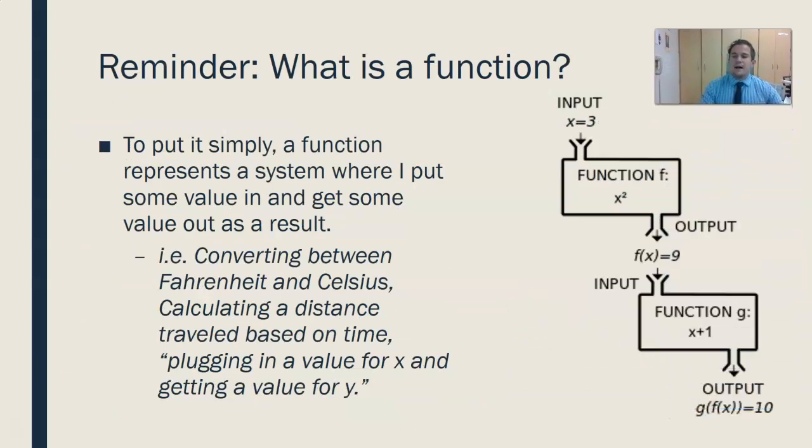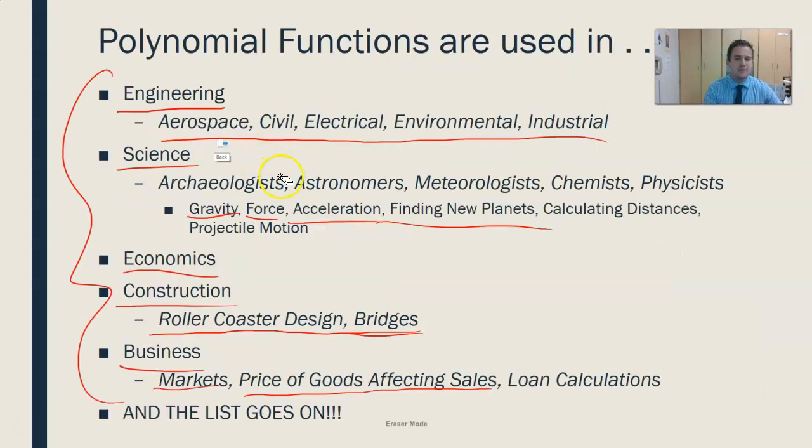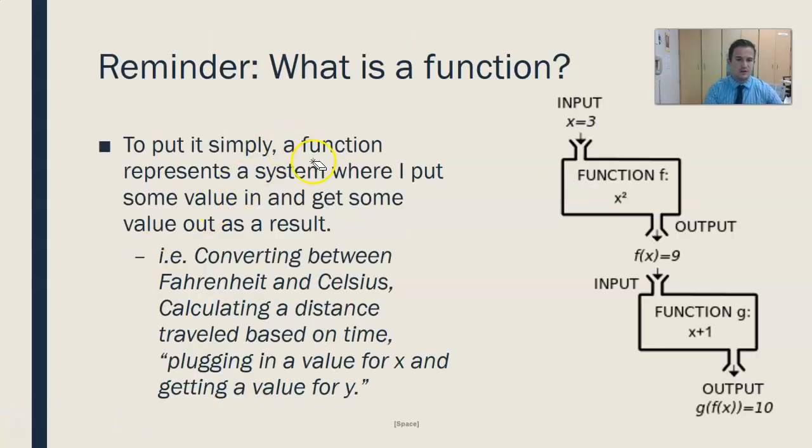So I mentioned that this unit is called polynomial functions. You've been introduced to what a function is in the past, like a long time ago. But let's review, what even is a function? When I say a polynomial function, what does that mean? Well, to put it simply, a function represents a system where I put some value in and I get some value out as a result. So you can think of it like a machine. I put the number 3 into this machine, I follow a certain set of rules, and I go through a certain process, and what I get out is 9.